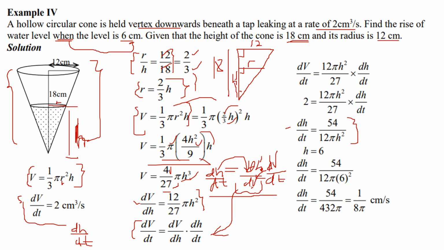So here they say that when the water level is 6 centimeters, we have to apply that h is equal to 6 and substitute for it in our formula. You're going to end up with 54 divided by 432 pi. Here you put everything in the calculator and simplify, and you're going to end up with 1 divided by 8 pi centimeters per second.